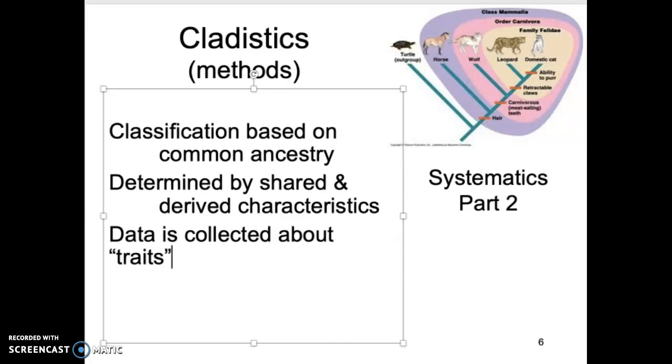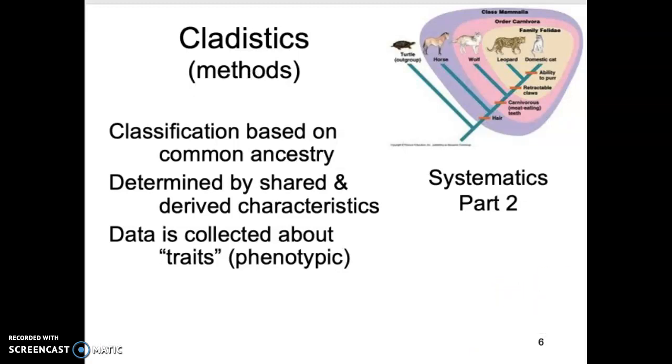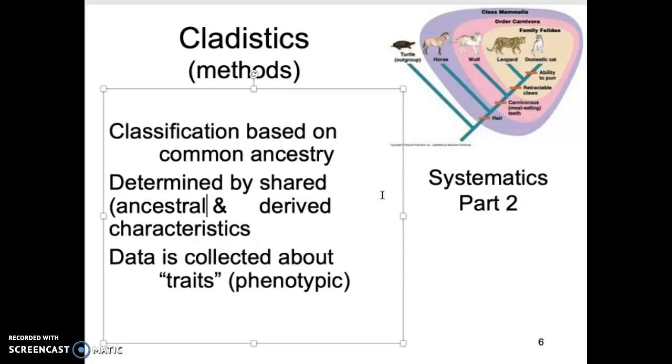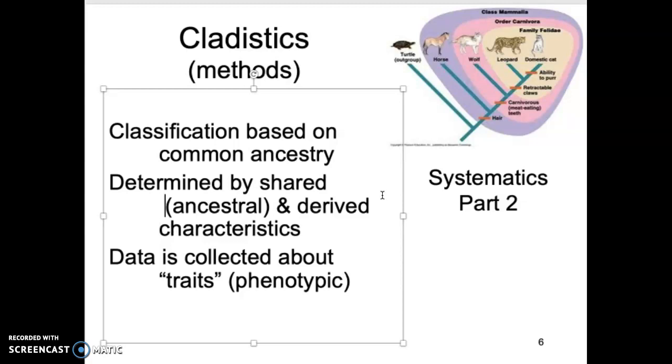So then the data is collected about the traits, and usually these are phenotypic traits. You guys remember a little bit about genetics, phenotype, physical features. What can I physically see? That's often what is being used to determine this relatedness. But what we now want to do is say, what is a shared trait versus a derived trait? Or what's an ancestral trait versus a derived trait? Shared and ancestral, we're going to consider the same. And I'll probably use ancestral more than shared just because it's more common.